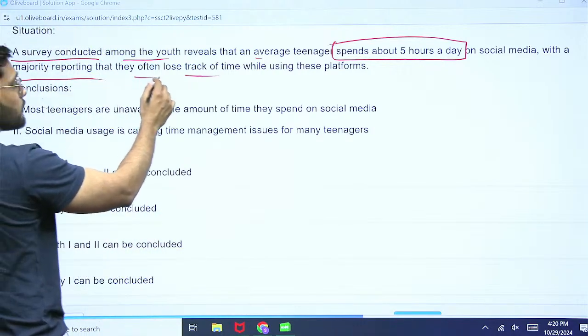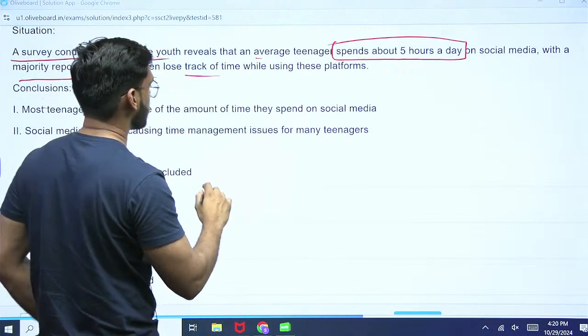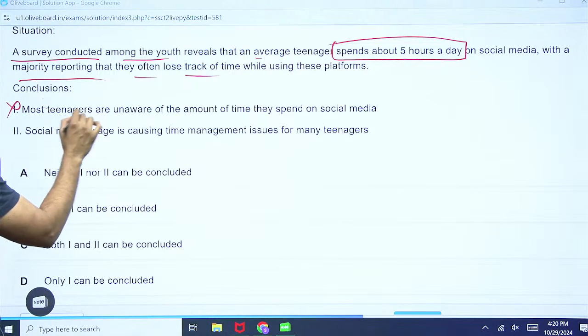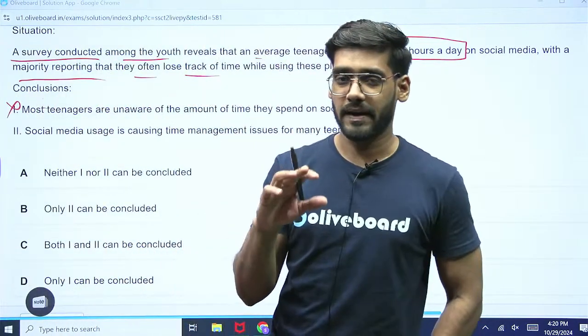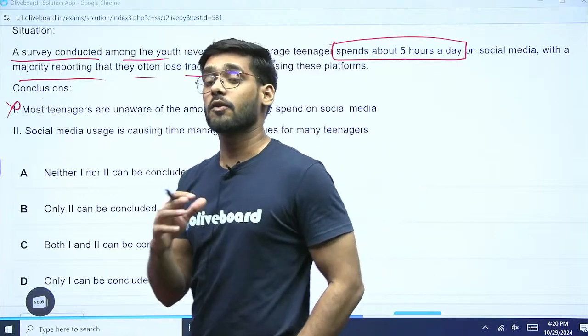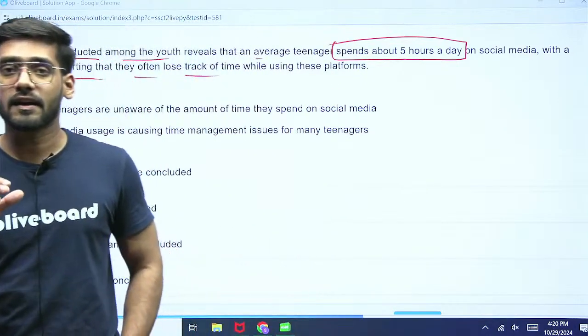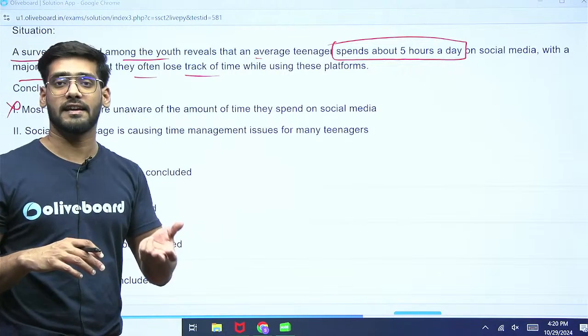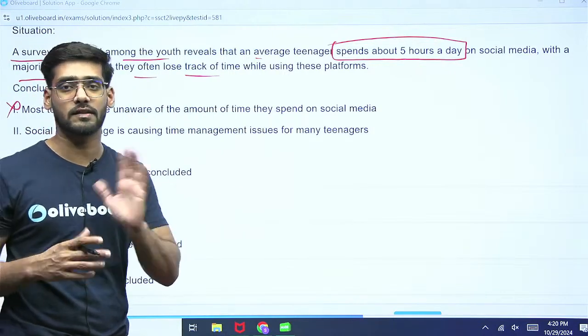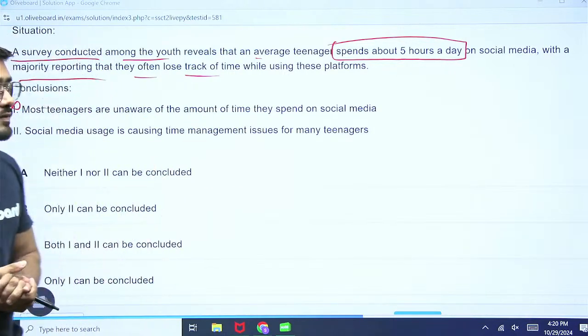Majority reporting that they often lose track of time. What they are not aware of is that they are losing the track. But they are aware of the time they are using social media.